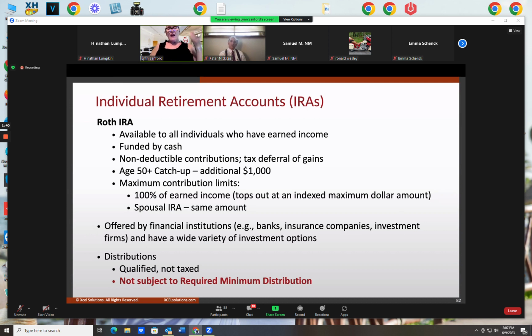So now you put it in there, and you leave it there, and it grows tax-free. As long as you leave it there an exorbitant amount of years, and you're up and over 59.5, now you take it out, then guess what? You take it out tax-free as well. And there's no required minimum distribution. There's no backend restriction on a Roth.